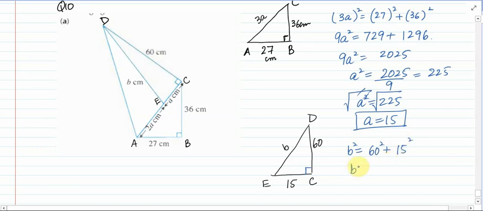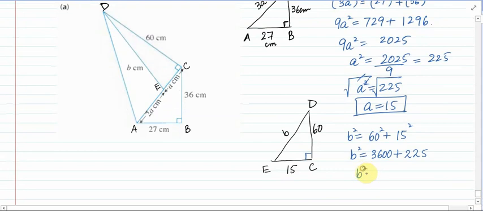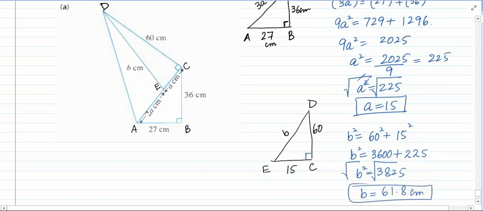Further solving it, B square equals 60 square which is 3600, plus 15 square which is 225. So 225 plus 3600 gives us the value of 3825. Now you can find the value of B by taking root on both sides. So its value is 61.8 centimeter. I hope that all of you now have a clear idea how to solve Pythagoras theorem.